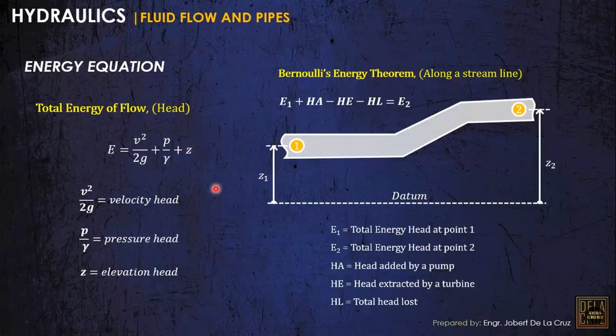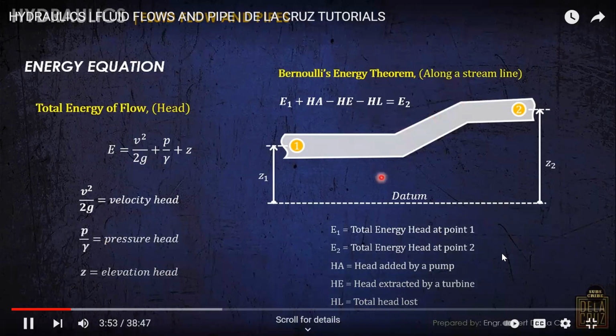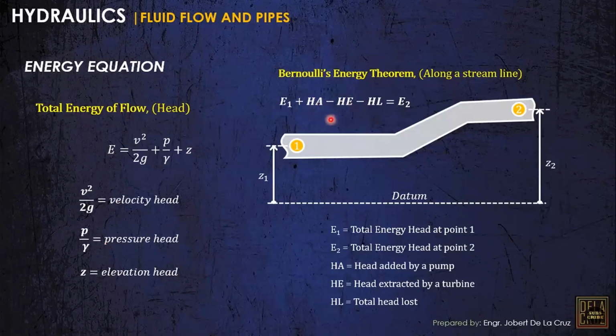But in our board exams sa Pilipinas, commonly metric system yung ginagamit, no? Naka-meters tayo. So this term here, v squared over 2g, that is a velocity head. This one is the pressure head, P over gamma, and Z is the elevation head. Okay? Now, the Bernoullis equation energy theorem along a streamline, ito yung general equation natin, no? Most commonly, unang natin makikita is the energy at point 1, the total energy at point 1 must be equal to the total energy at point 2.